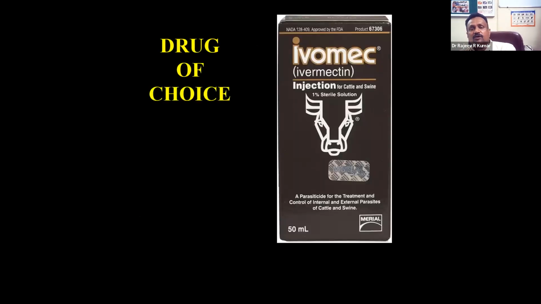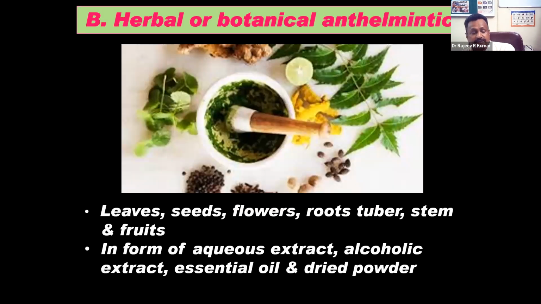So the drug of choice is ivermectin under field condition. It is a highly effective drug, and the protection period of the drug is much longer than the other groups. So it is advised that even after the treatment with benzimidazole compounds, if the clinical signs have not disappeared from the animals, in that condition you may also treat the animals with ivermectin.